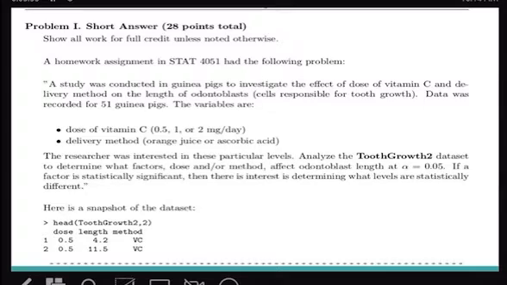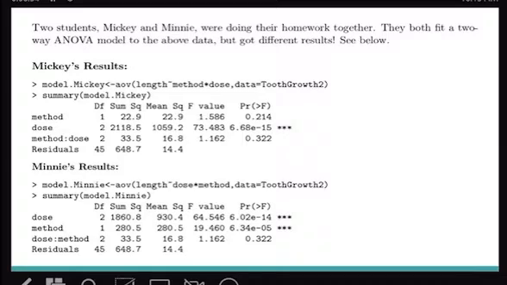Now, the researcher was actually interested in these particular levels. Analyze the ToothGrowth 2 data set to determine what factor, maybe dose and/or method, affects tooth length, and you are asked to do that at the 0.05 level of significance. Now, the data here has already been given to you, maybe the first 6 rows of the data. Okay, you have dose, you have the length, you have the method.